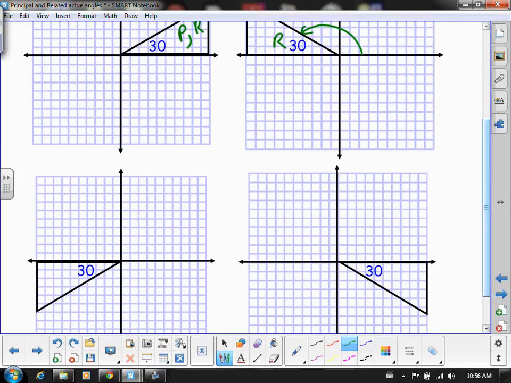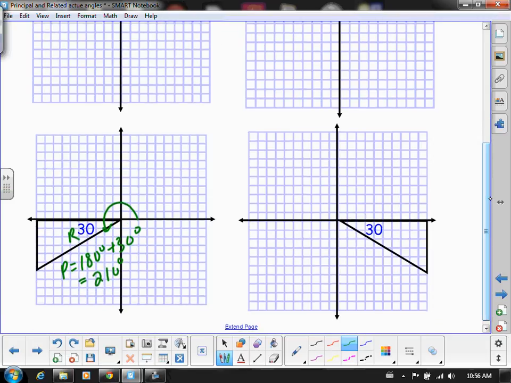Now down here, same idea. So our related acute is 30 once again, but we've gone 180 plus 30 to give us a principal angle of 210. So using that reasoning, one full complete rotation here would give us 360. Our related acute is 30, so our principal must be 360 minus 30, which equals 330 degrees.